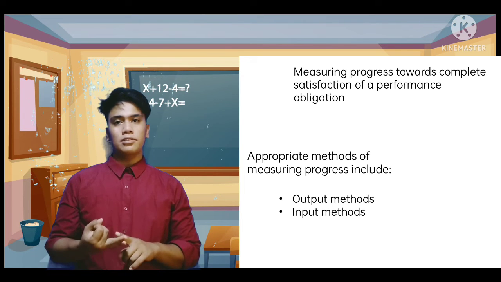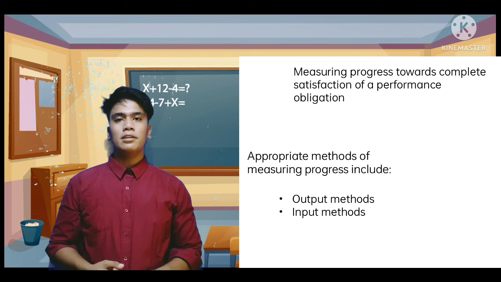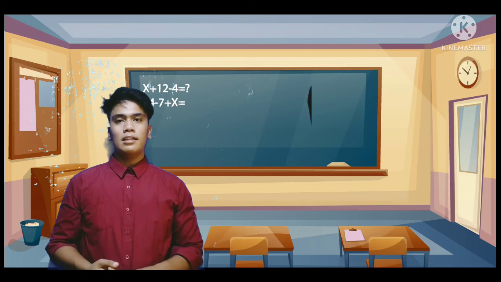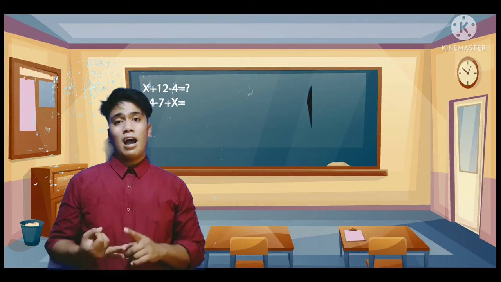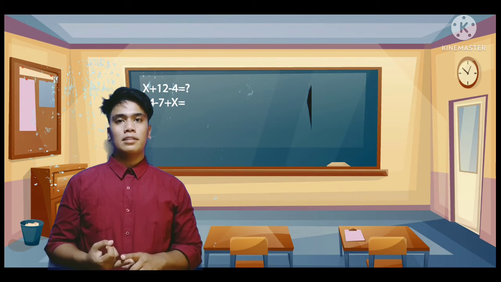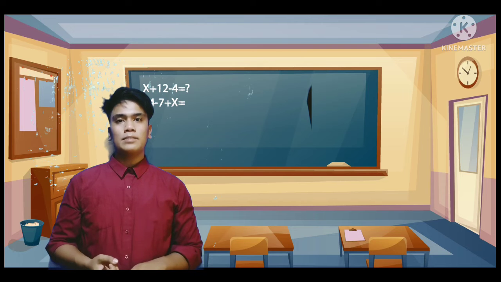Under input methods, progress is measured based on the efforts or inputs expended relative to the total expected inputs needed to fully satisfy a performance obligation. A weakness of the input method is that there may not be a direct relationship between an entity's inputs and the transfer of control of an asset to a customer. In such cases, the entity may need to adjust the inputs used in measurements.